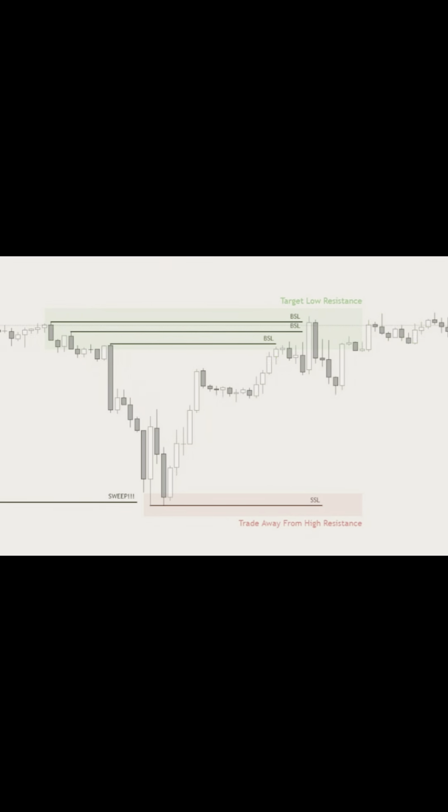Here is a market example of how I would use this. As we can see, the market first accumulates where we are creating the low resistance buy-side liquidity levels. We then get a push lower to sweep an old sell-side liquidity level with a move back higher, creating high resistance sell-side liquidity. The market then trades higher to target the low resistance liquidity and trade away from the high resistance liquidity.